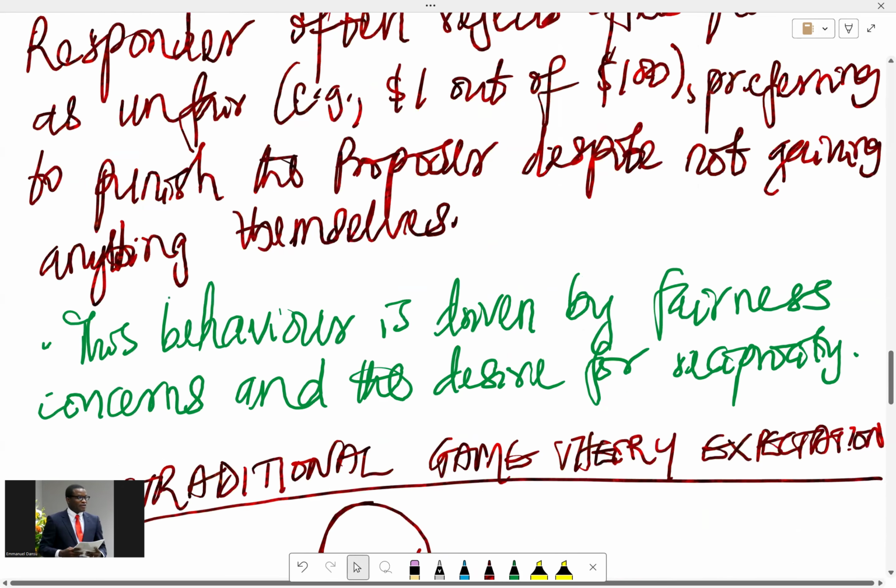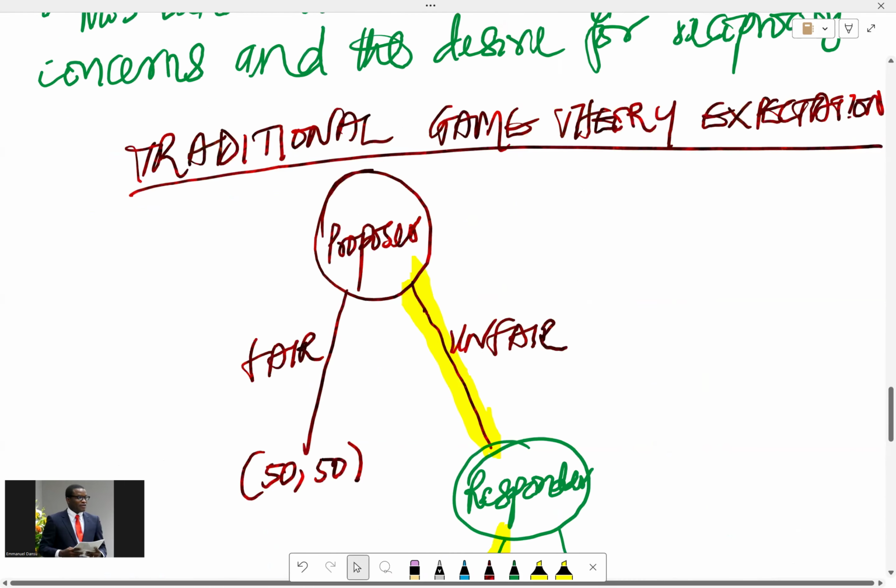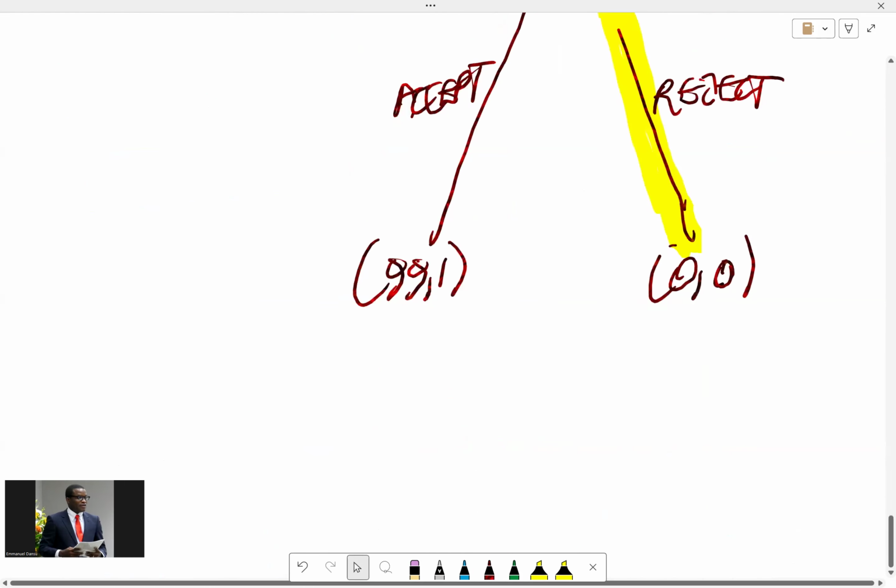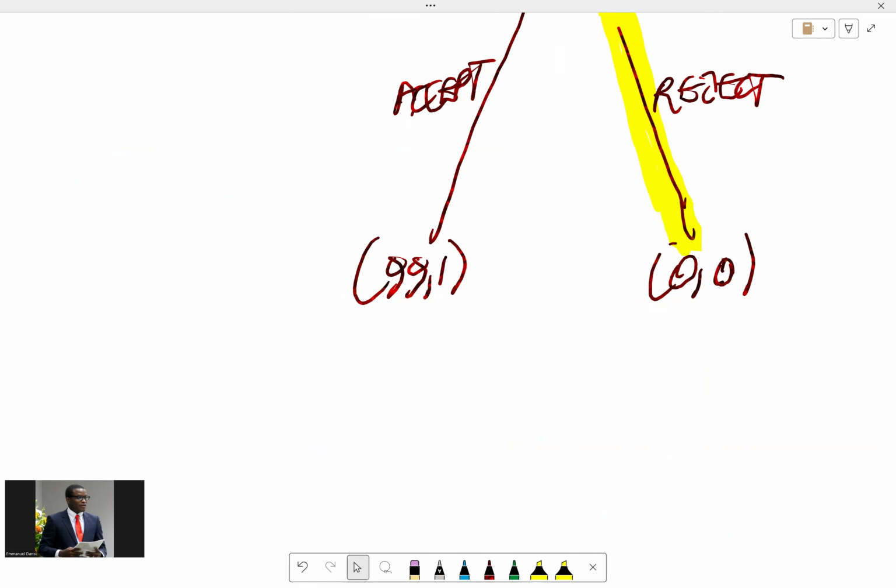And just like we said, this behavior is driven by fairness concerns and the desire for reciprocity. So if you bring a very unreasonable offer, there's every likelihood that I'll also be unreasonable. Instead of accepting and even gaining, I would rather lose than be taken advantage of. I would rather be unreasonable too and get nothing at the end of the day. That's basically the idea here.